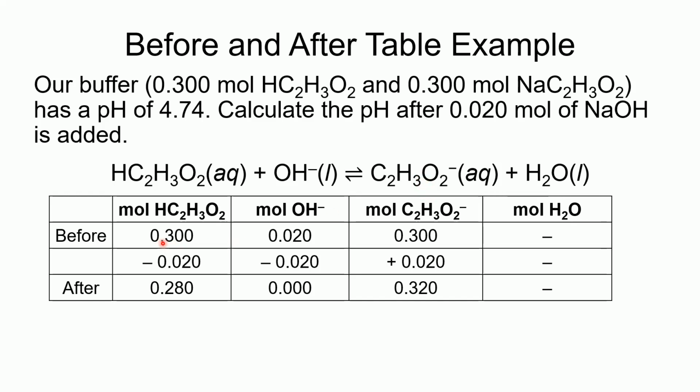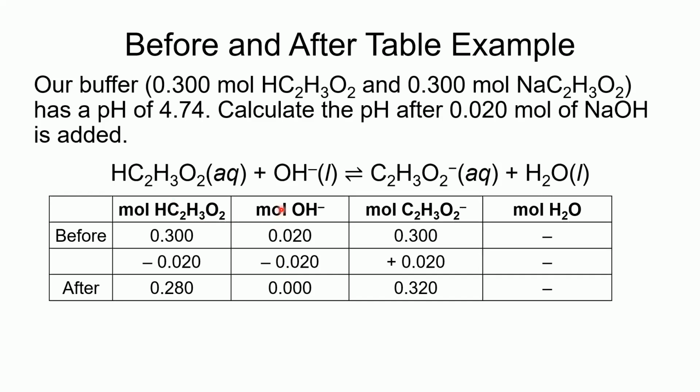Here, if we add the 0.300 moles of the acid and 0.020 moles of sodium hydroxide, we can clearly see that the limiting reactant here is going to be the hydroxide. So that means that all of our hydroxide is going to be used up. So that will go from 0.020 down to 0.000.